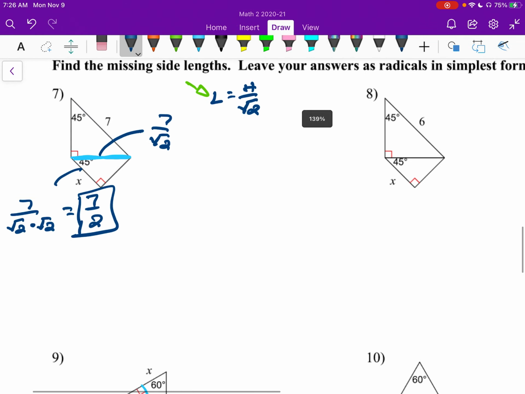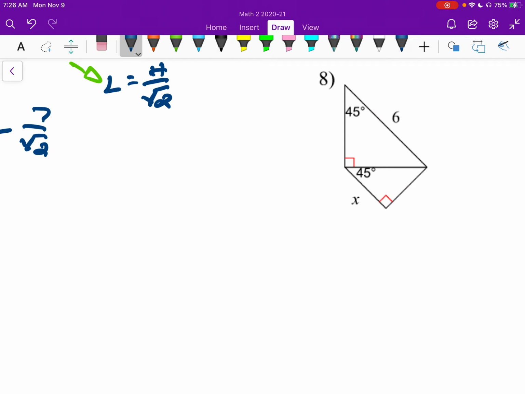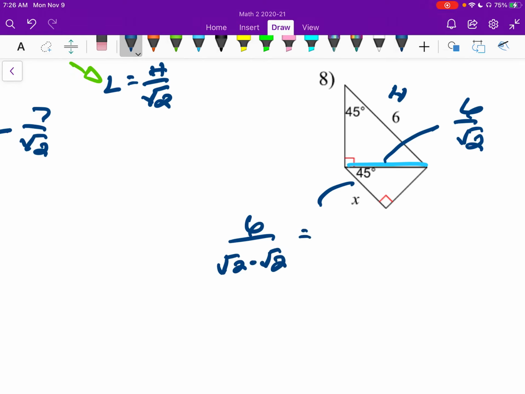Number 8, very similar setup, right? So I look at this guy. He's going to be 6 over root 2, because I went from the hypotenuse 6 to the leg. And now my 6 over root 2 is my hypotenuse, and my x is a leg, so it's going to be 6 over root 2 times root 2, which is 6/2, which is 3.